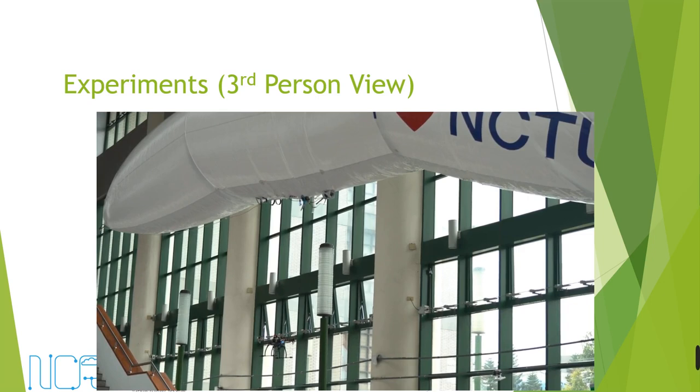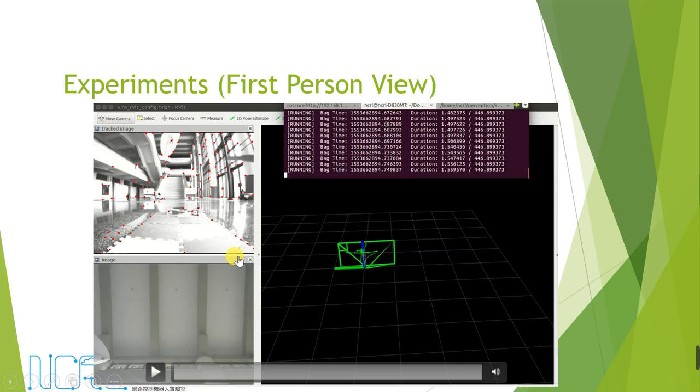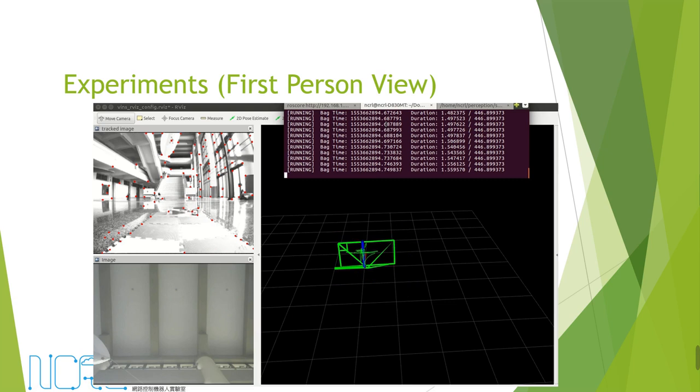And this one is the same experiment but taken from a first person view. So you can see here is the first camera looking forward, and this one is the second camera looking upward to search for the AprilTag. And this one is used for localization because we use the feature points, which are the red dots, to calculate where the drone is. And the green rectangle here is the camera frame. Later on you can see a trajectory, the green trajectory, which is the visual inertial odometry.